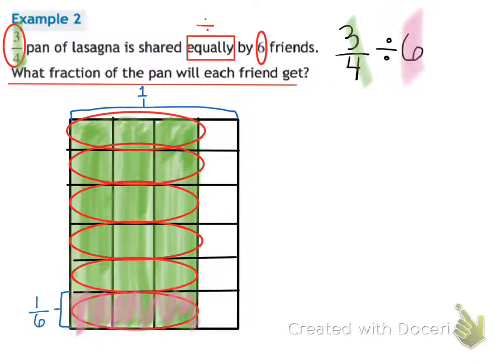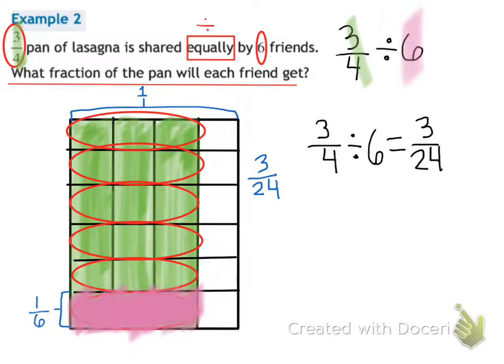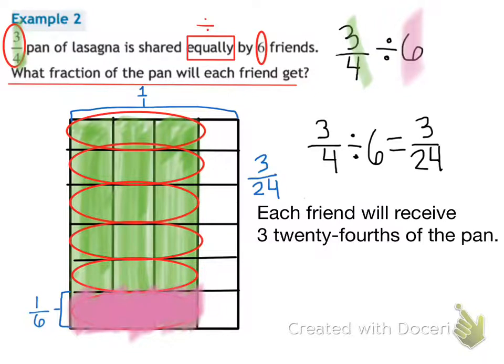Now I have enough information to answer what fraction of the pan each friend will get. Well, I can see right here. Let me double shade that for you. This is what one friend gets. That friend gets 3 out of 24, because there are 3 units shaded, but there's a total of 24, so 3 out of 24. So now I have enough information to say that 3/4 divided by 6 equals 3/24. Now I'm going to go ahead and say each friend will receive 3/24 of the pan.